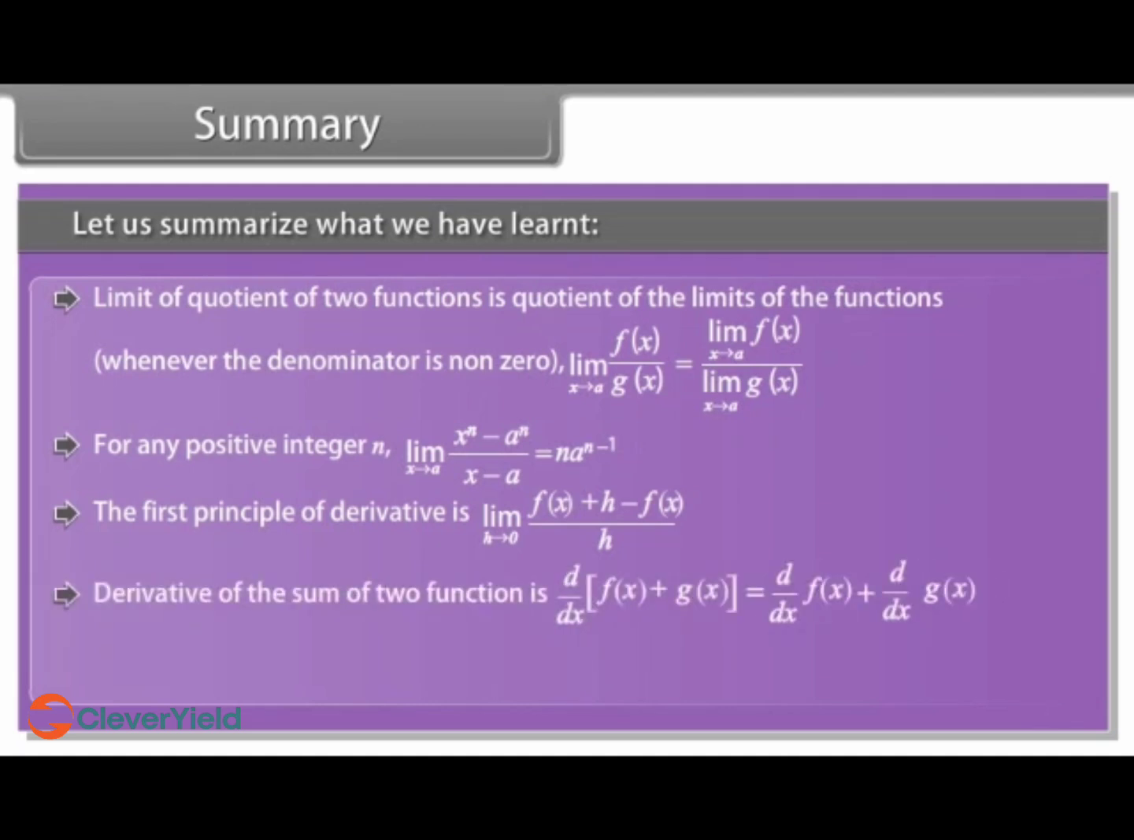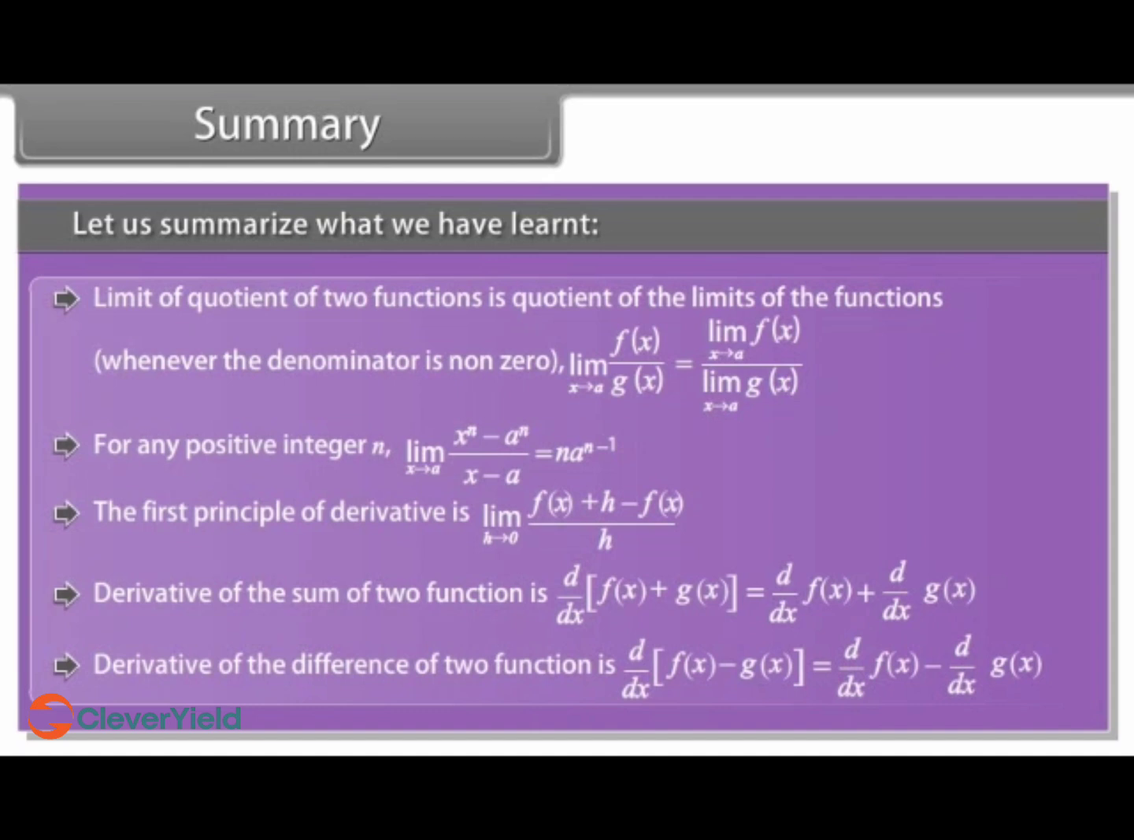Derivatives of the sum of two functions is d by dx of the sum of f of x and g of x is equal to d by dx of f of x plus d by dx of g of x. Derivatives of the difference of two functions is d by dx of the difference of f of x and g of x is equal to d by dx of f of x minus d by dx of g of x.